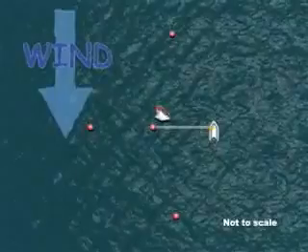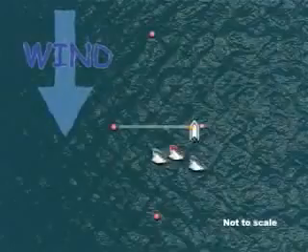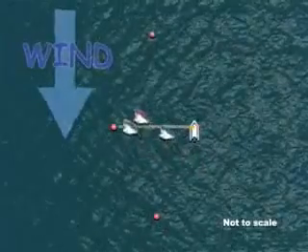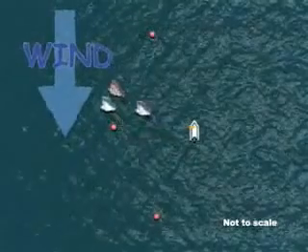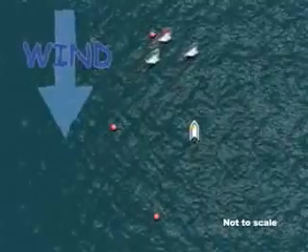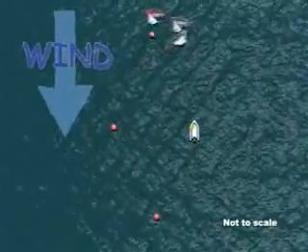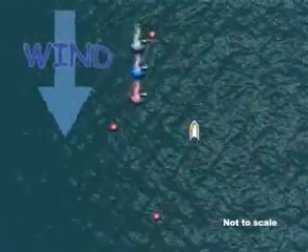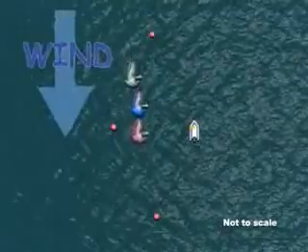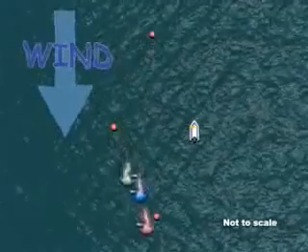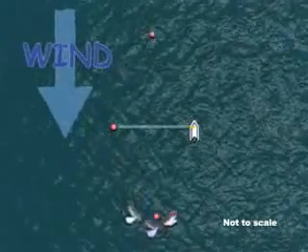The windward-leeward course has 2 marks, one towards the wind and one directly downwind. In this course, you must first tack upwind to round the first windward mark. Then sail downwind to round the second leeward mark. And then sail upwind to cross the finish line.